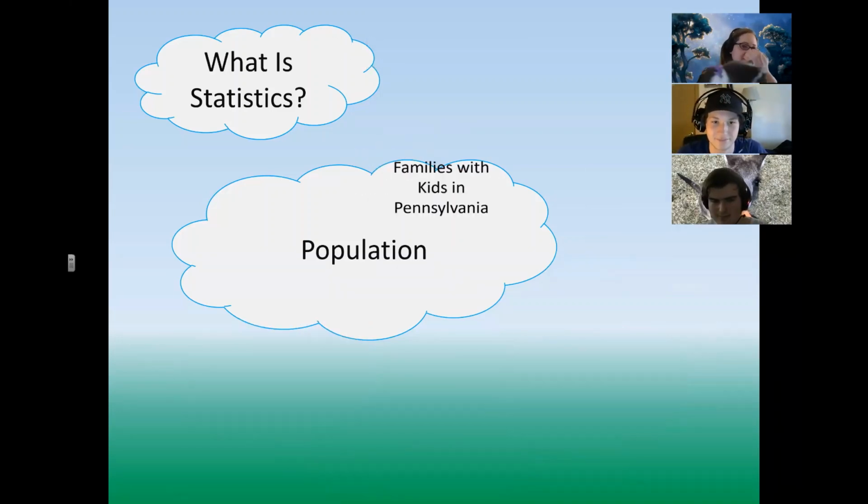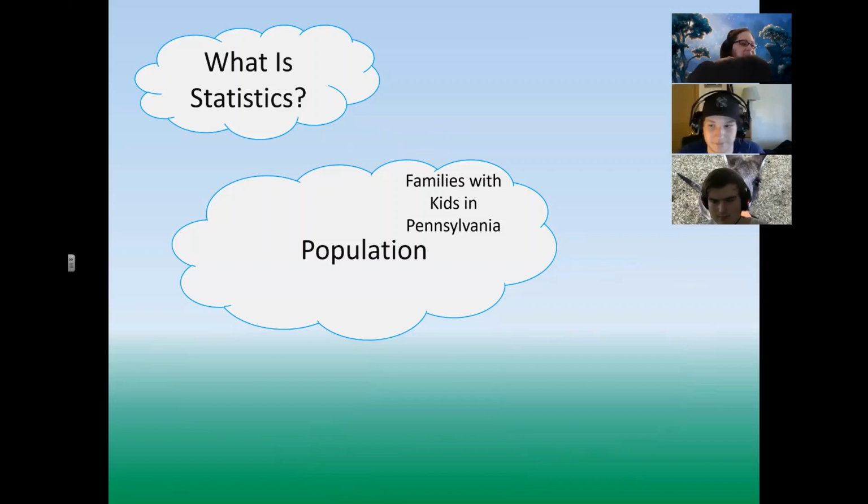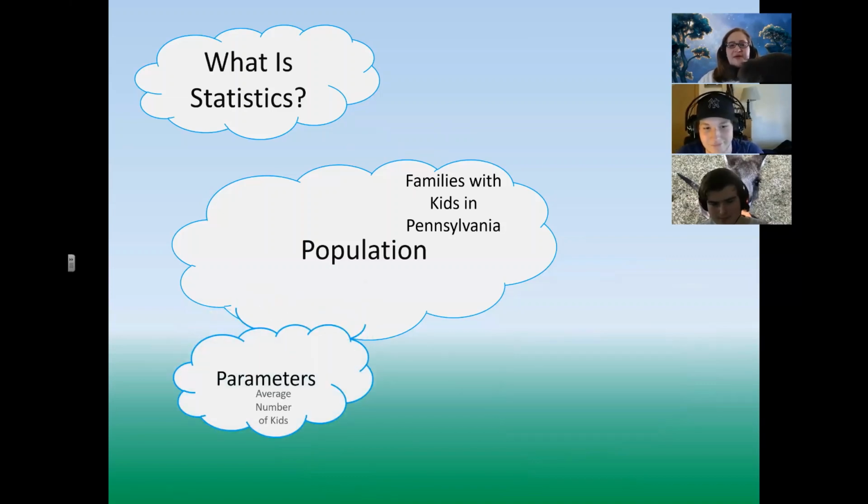Okay, now for something I completely made up. Yes, I made this up, Squirrel. So, families with kids in Pennsylvania. So, parameters, I want to know the average number of kids.